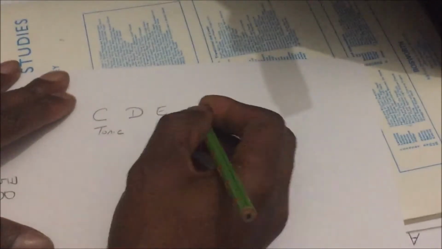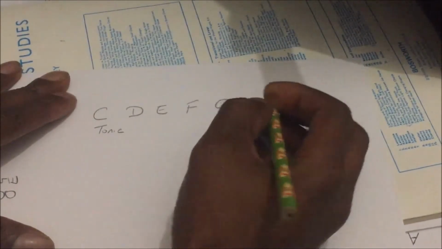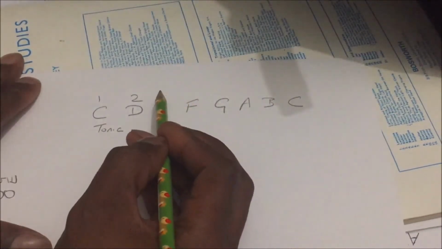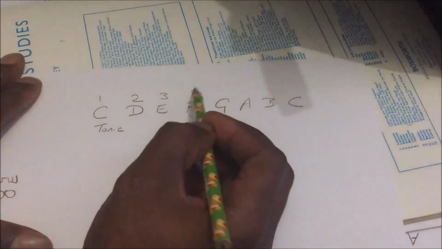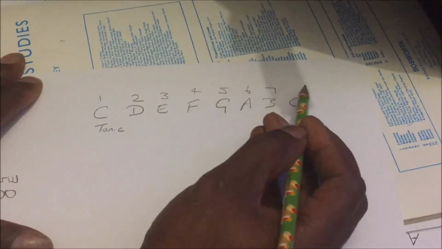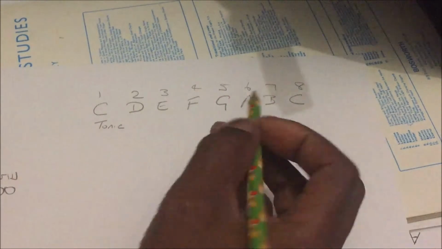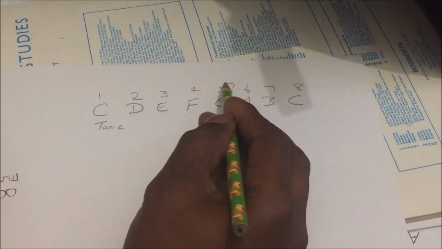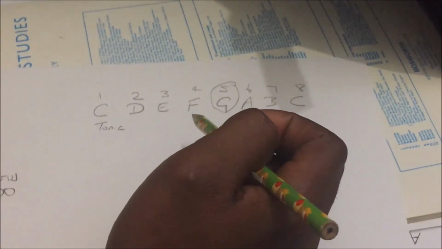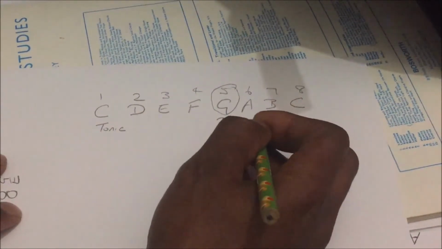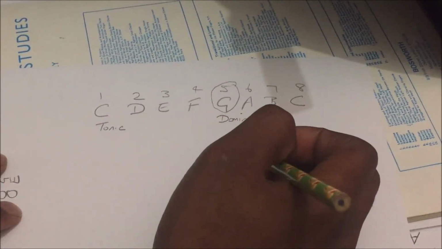D, E, F, G, A, B, C. 1, 2, sorry, can you see? 3, 4, 5, 6, 7, 8. Okay? Now, the 5th note in C major is G. So G is the dominant of the key of C major. G is the dominant.